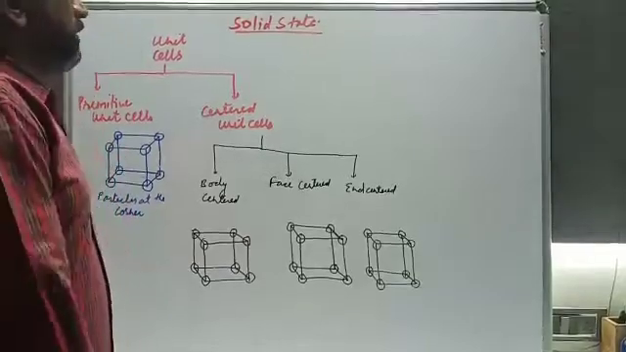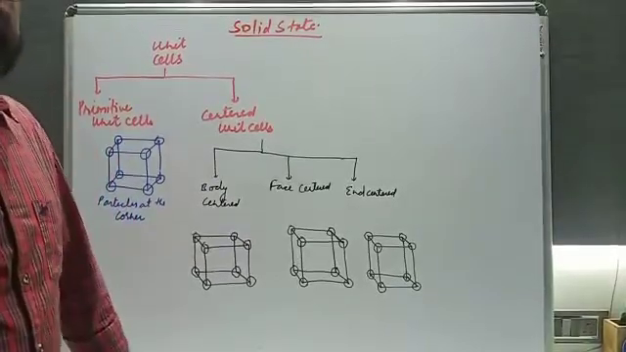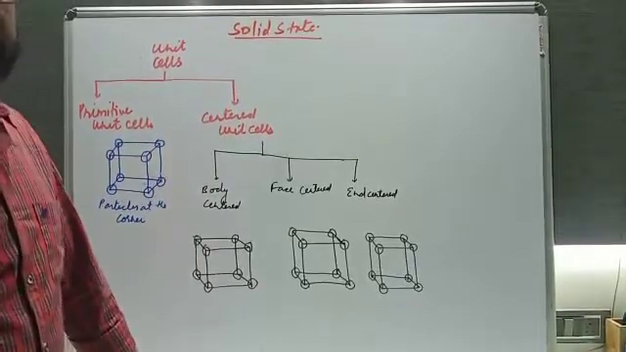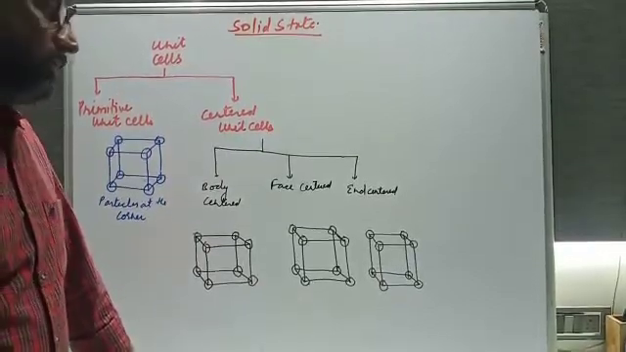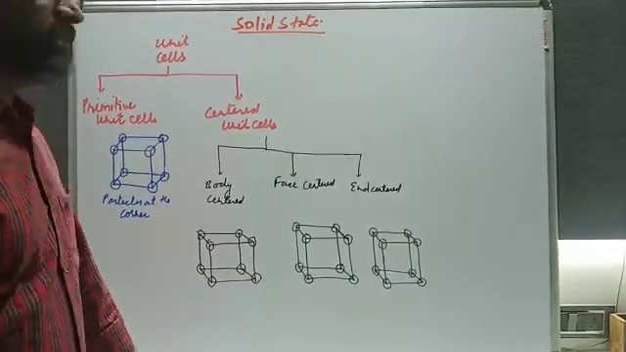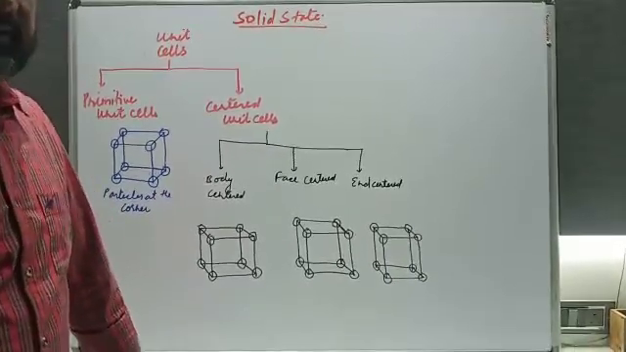Students, let's proceed with the next part of the chapter. Okay, we started the solid state and we have reached the lattice structures, and then we discussed unit cells. So today we will discuss what types of unit cells there are in the lattice.